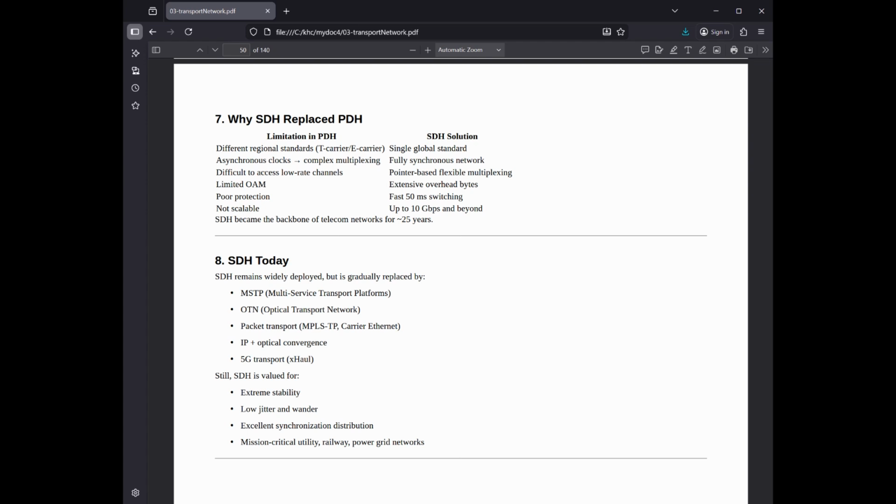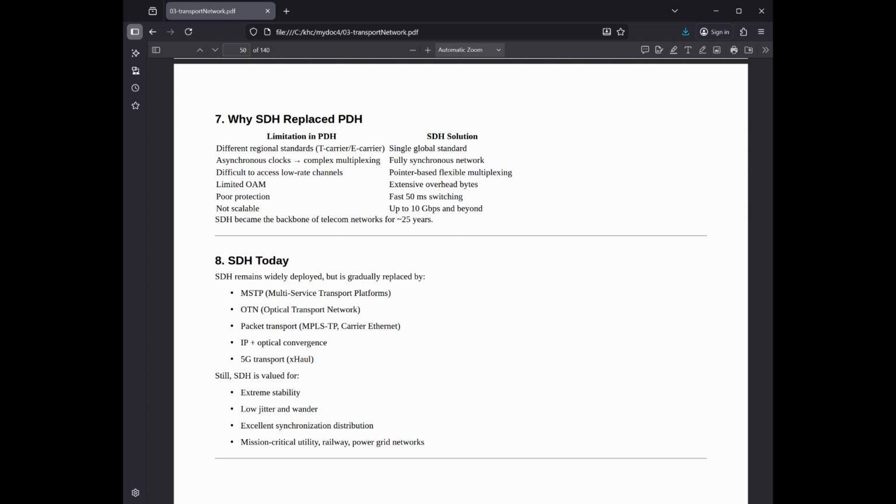The transition from PDH, plesiochronous digital hierarchy, to SDH, synchronous digital hierarchy, was the most significant leap in transport history. While PDH was sufficient for simple voice links, it became a bottleneck as networks grew. SDH replaced PDH for 4 fundamental reasons: synchronization, efficiency, management, and reliability.